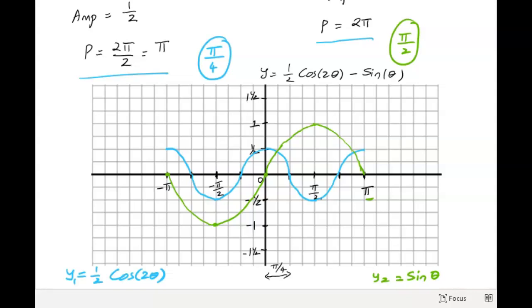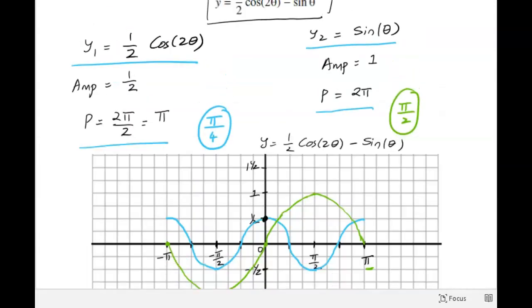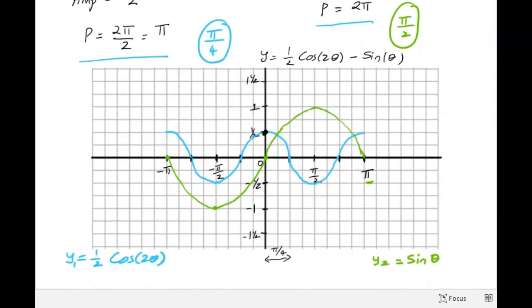So let's start with the 0 on the x-axis. At the 0 on the x-axis, my cos graph is equal to a half, and my sine graph is equal to 0. So a half minus 0 is going to give us a half. So that's going to be my very first point that I'm going to put. I'm just going to put some points before I even think of combining them.